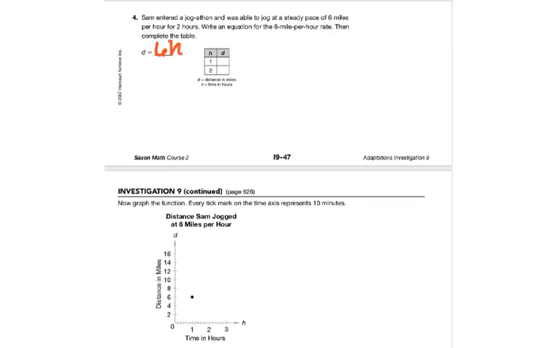So if he went for 1 hour, then his distance was 6 miles. If he went for 2 hours, then his distance equaled 12. 2 times 6. Okay, so then we go down to the graph, and you can see that they already did the first one for you, right? 1, 6, and now we have to go 2 up to 12.